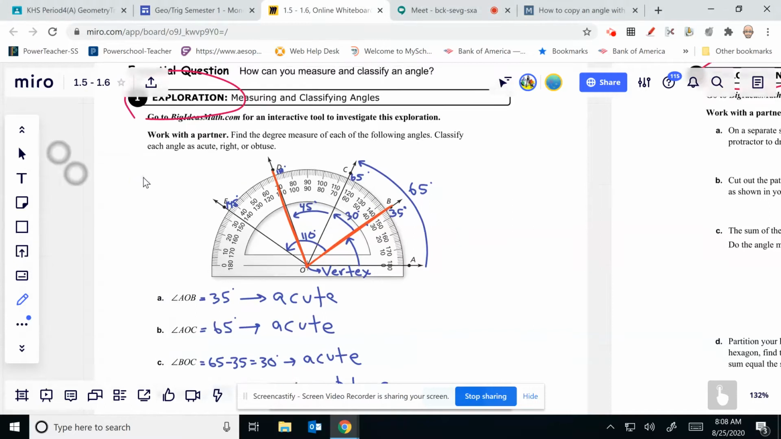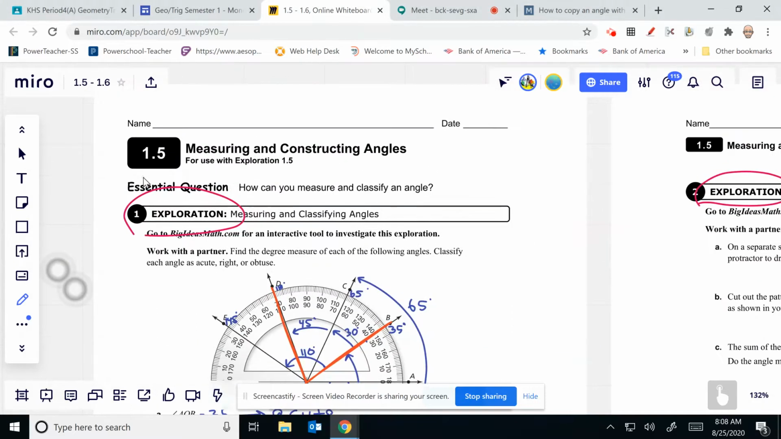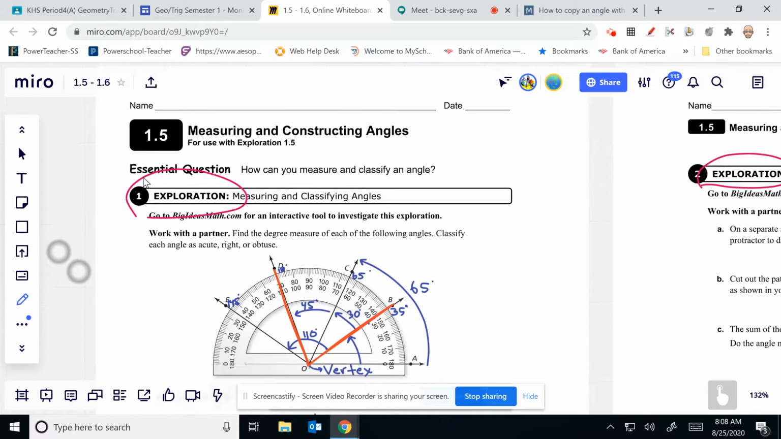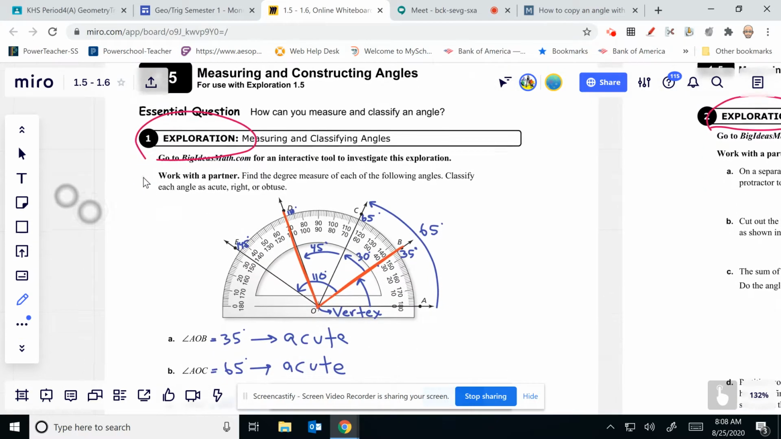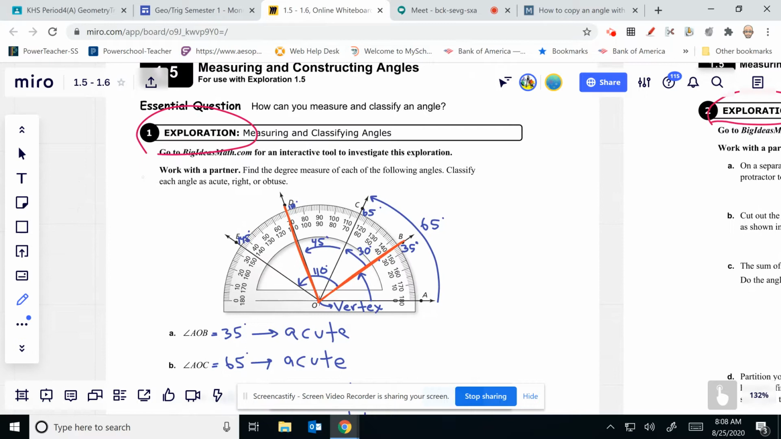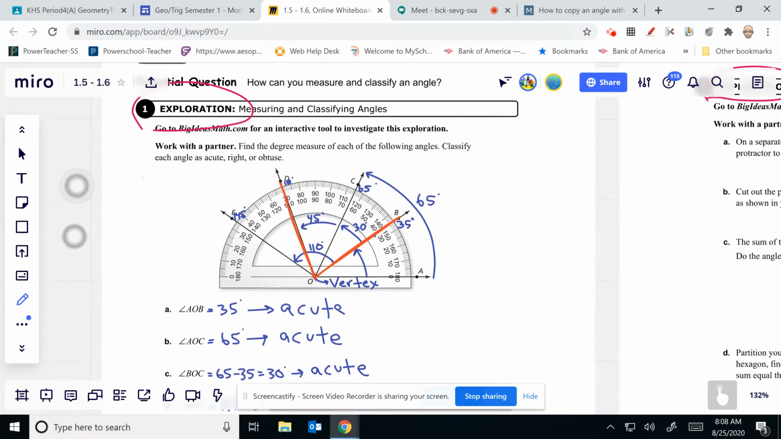Okay, so in 1.5, our essential question is how can you measure and classify an angle? Well, the measure part of it is right here on this protractor. This is how you measure an angle. You measure an angle by finding how many degrees it is.